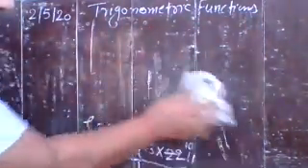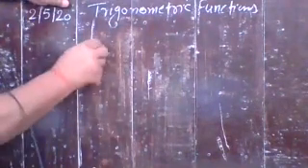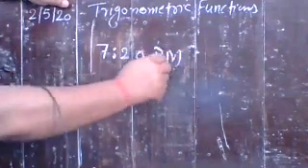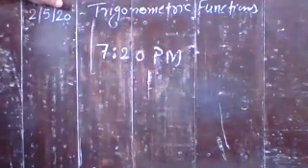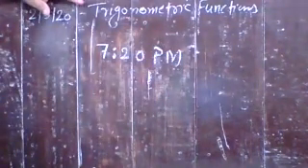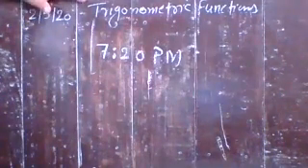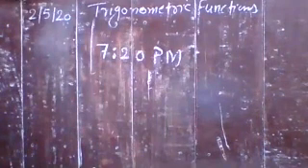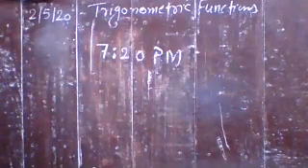Here you have to find the angle between the hands of the clock, that means the angle between the minute hand and the hour hand at 7:20 p.m. So here you have no problem about PM and AM. You only have to find the angle between the minute hand and the hour hand at 7:20.